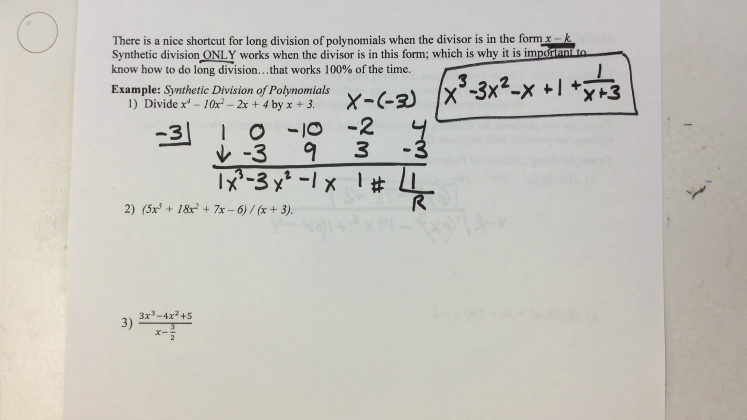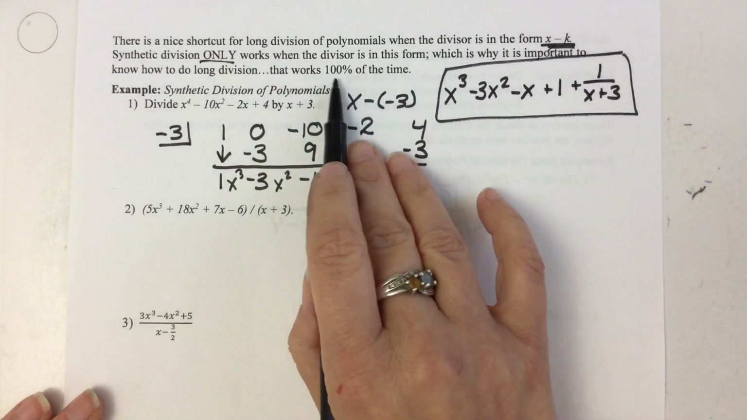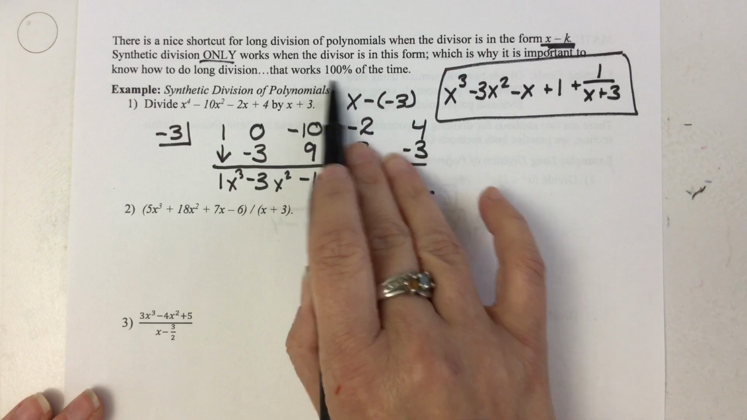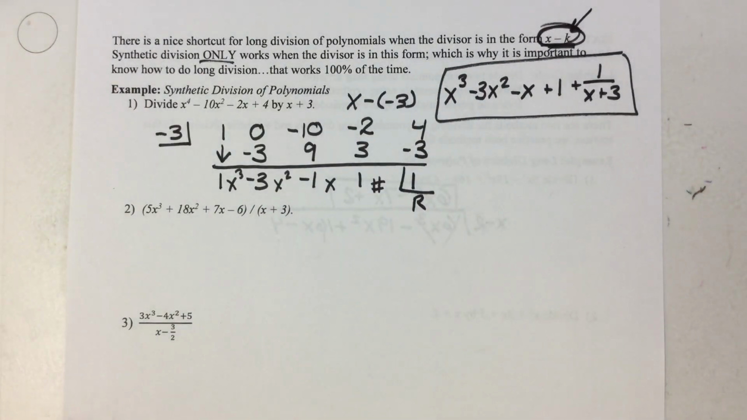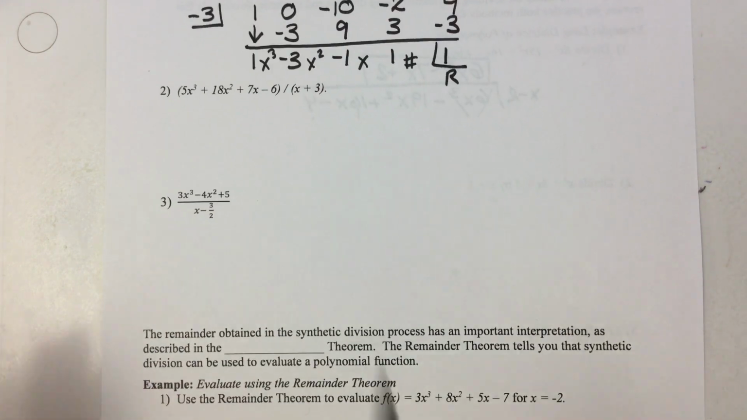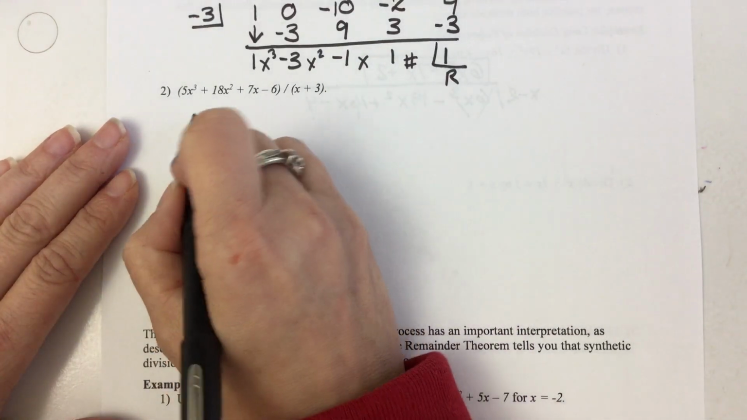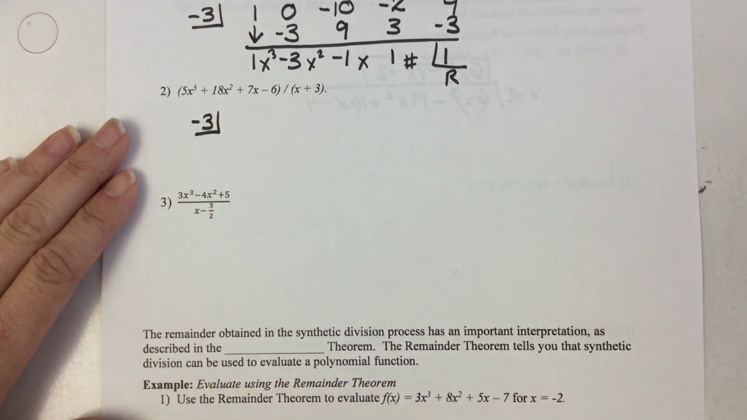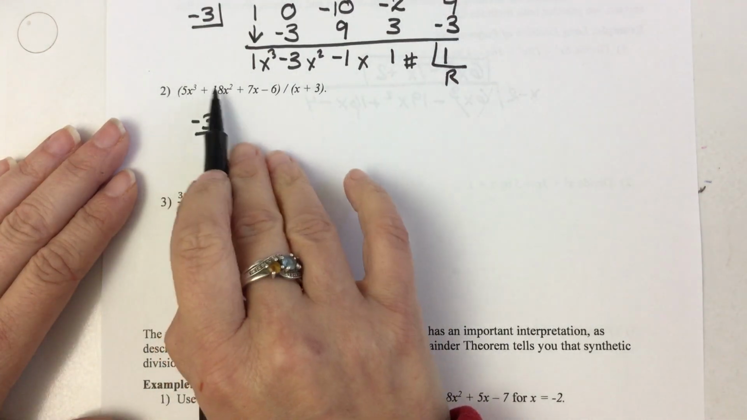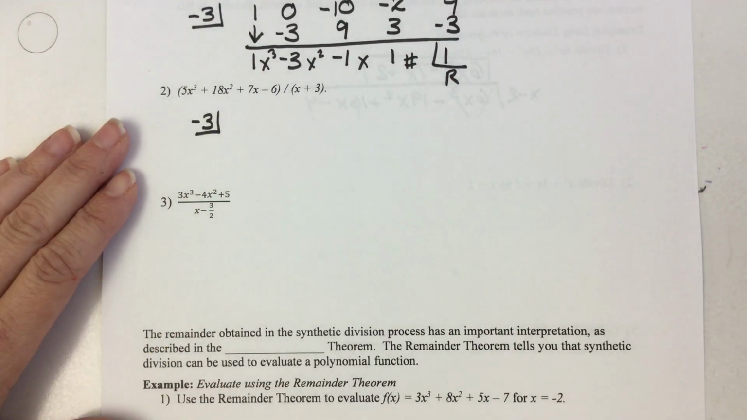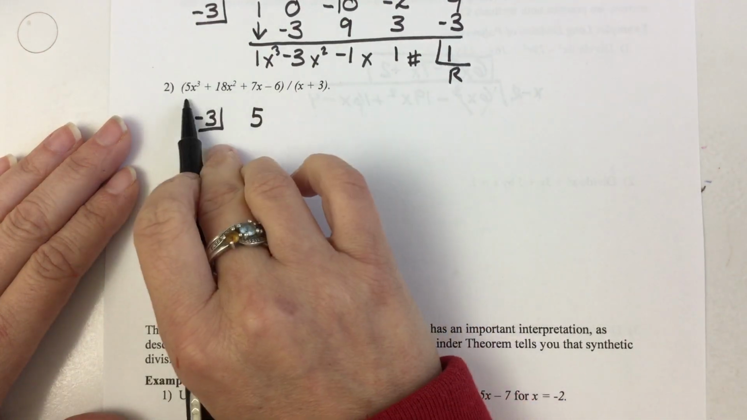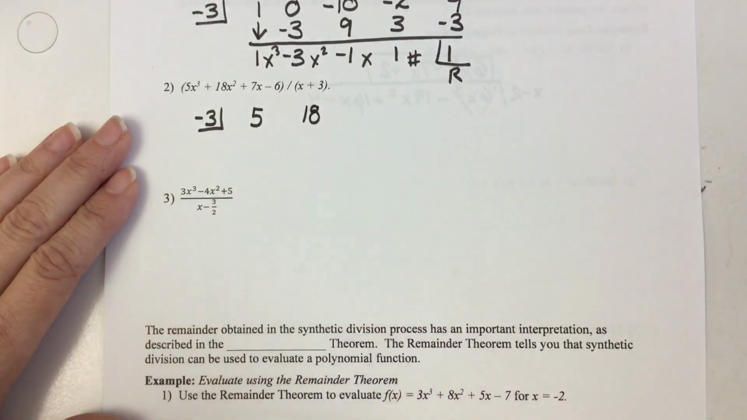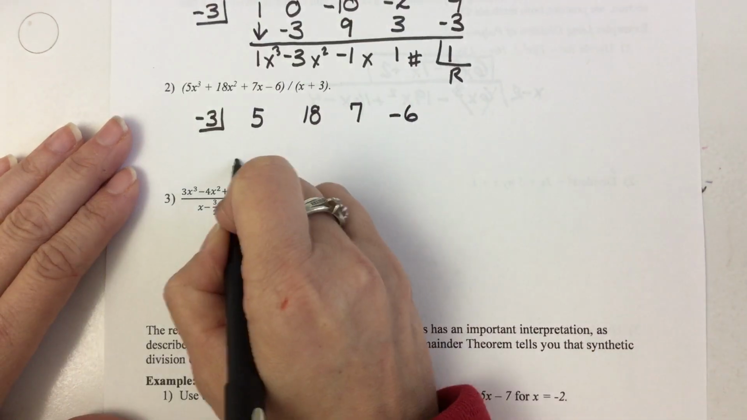But again, long division works 100% of the time. So it's important to understand long division, but synthetic division is pretty darn quick if your divisor is in that form. Let's look at another one. My divisor is x plus 3. So that means a negative 3 would go in the box. 3x's, 2x's, 1x's, no x's. So I do not have to add any zeros. 5 is the coefficient in front of x cubed. 18 is in front of x squared. 7 is in front of x, negative 6.